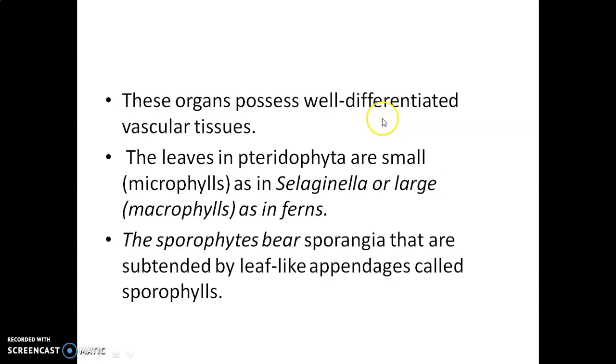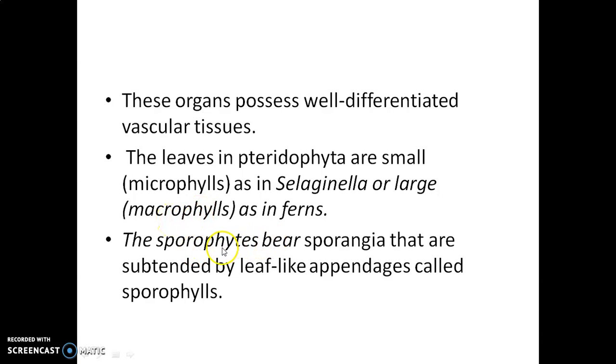These organs possess well differentiated vascular tissues too. That means they possess xylem and phloem. And the leaves in Pteridophyta are small. It is termed as microphylls, as in Selaginella. But in ferns and all, we can see large leaves. And these large leaves are termed as macrophylls. So the small leaves are called microphylls and large leaves macrophylls.